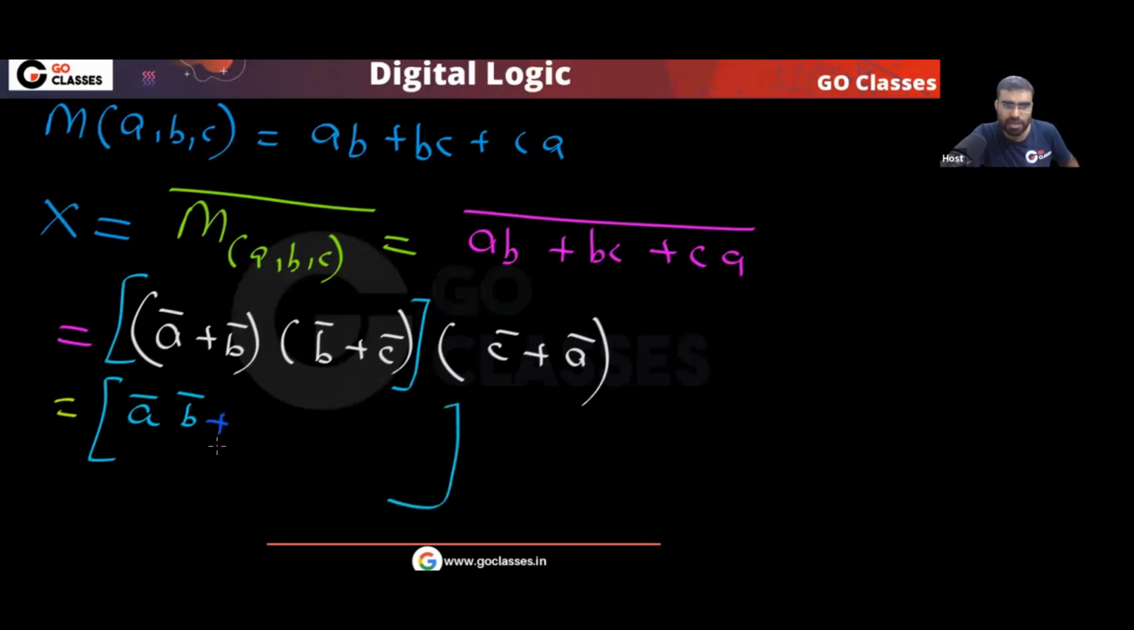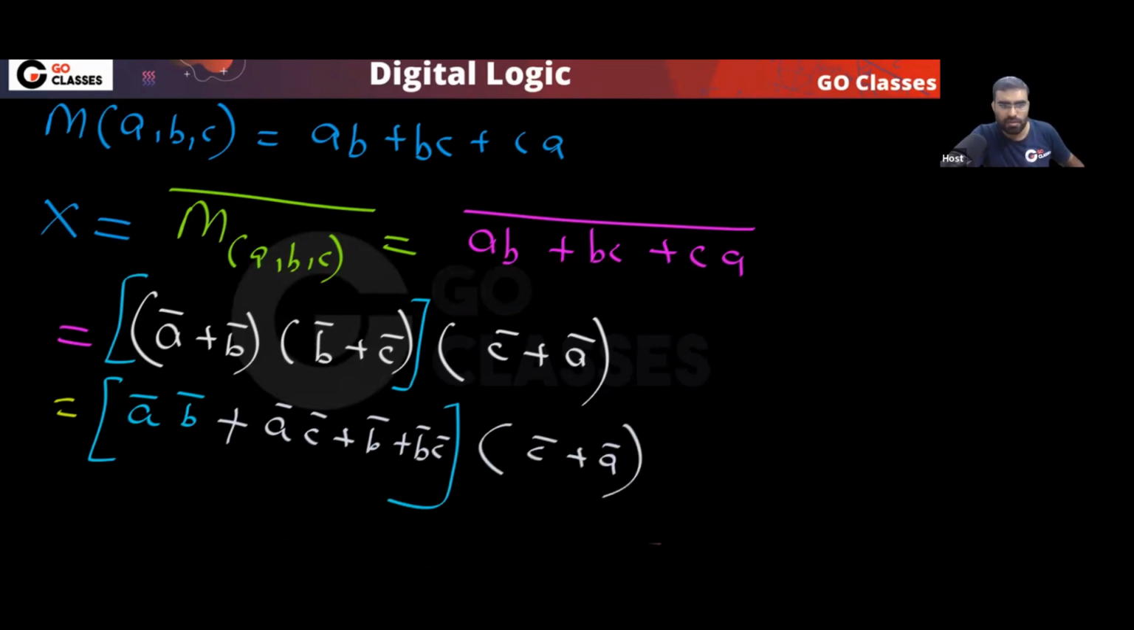What else will you get? A bar, B bar, or, as I am simplifying this, A bar, B bar, or A bar, C bar, or B bar, C bar, multiplied with C bar or A bar. Now you tell me.